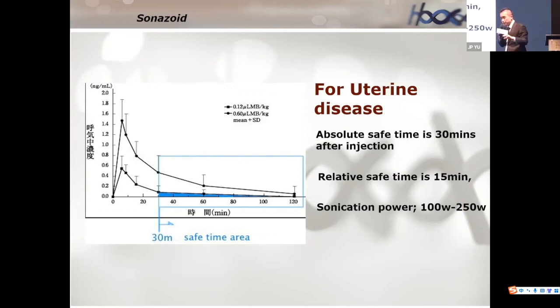In uterine cases, almost all are easy to ablate with high sonication, but sometimes they are very hard to ablate, and those cases are very hypovascular. In that case, pre-HIFU embolization is very effective. And next time, I will show the PPT with the pre-HIFU embolization.